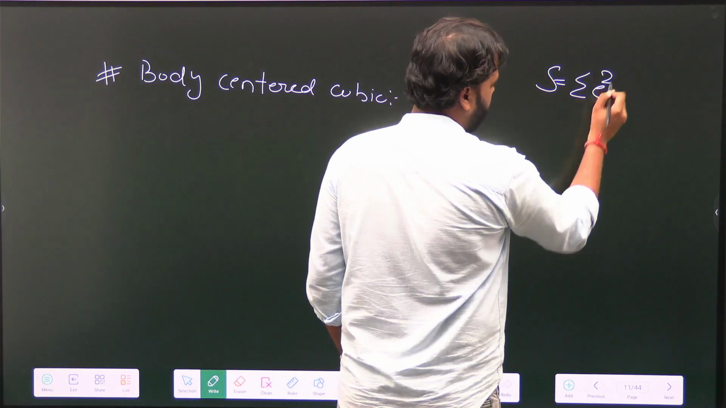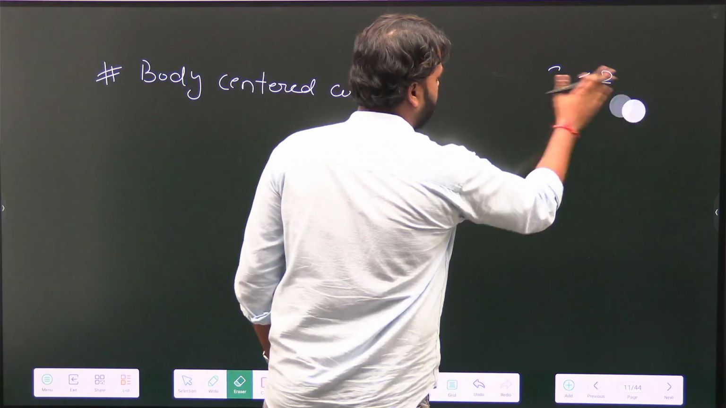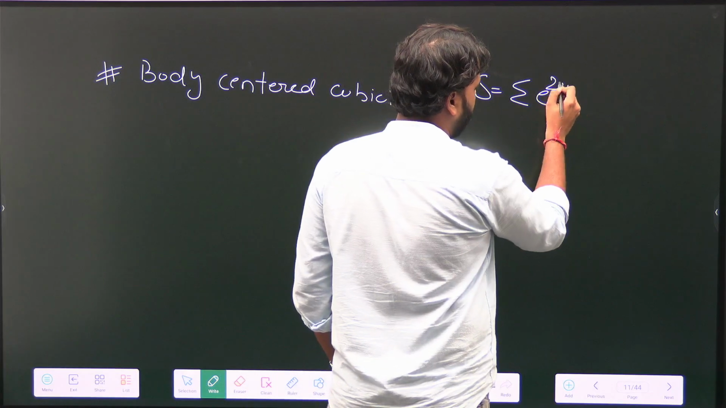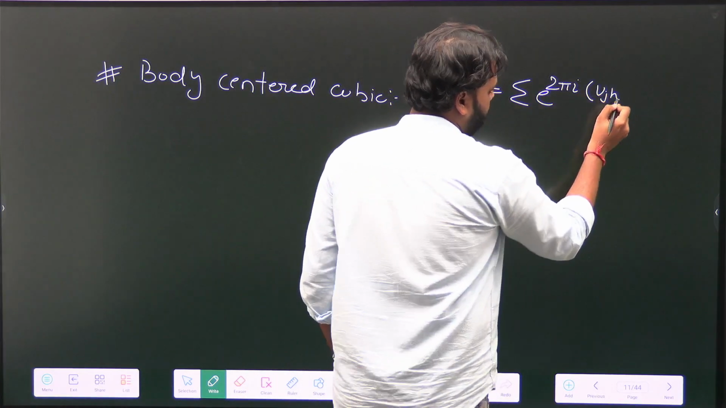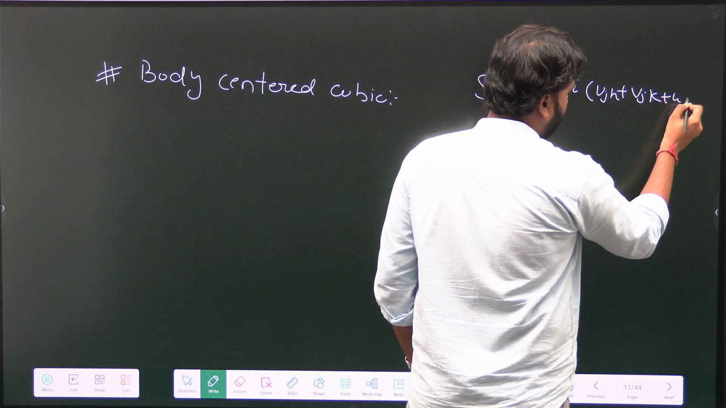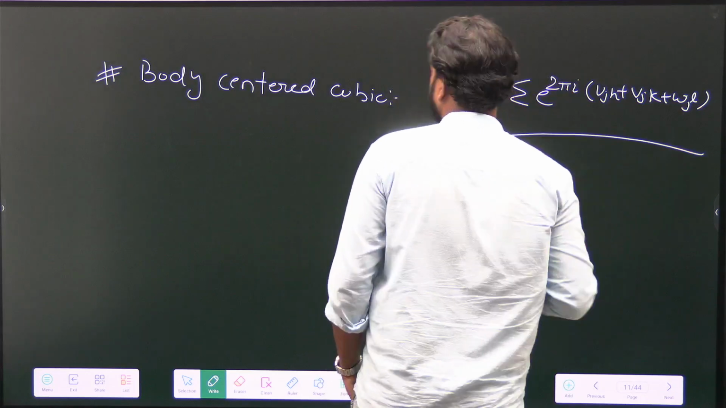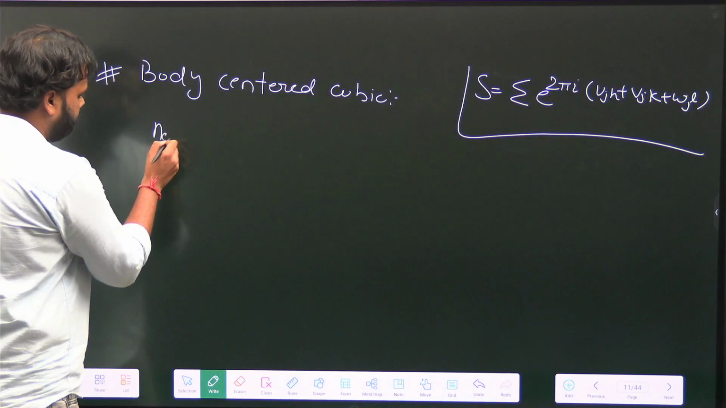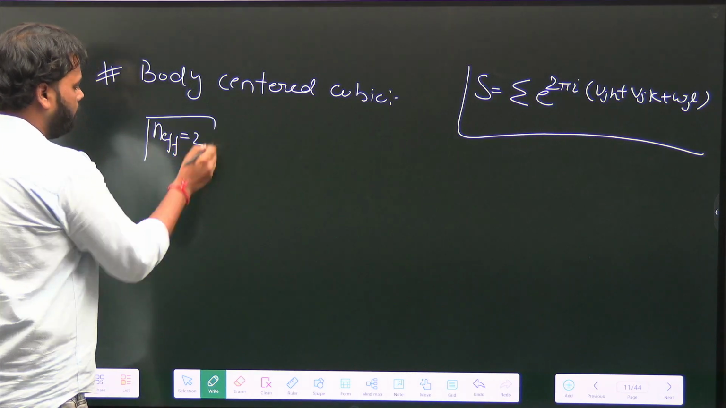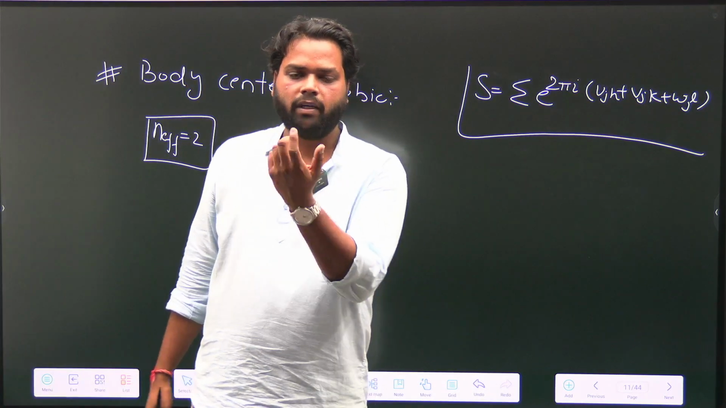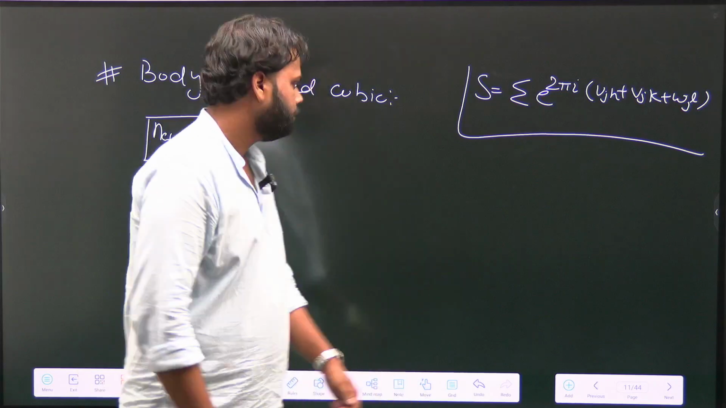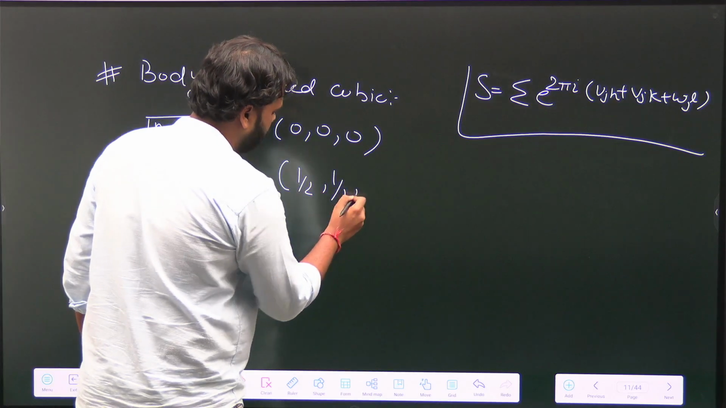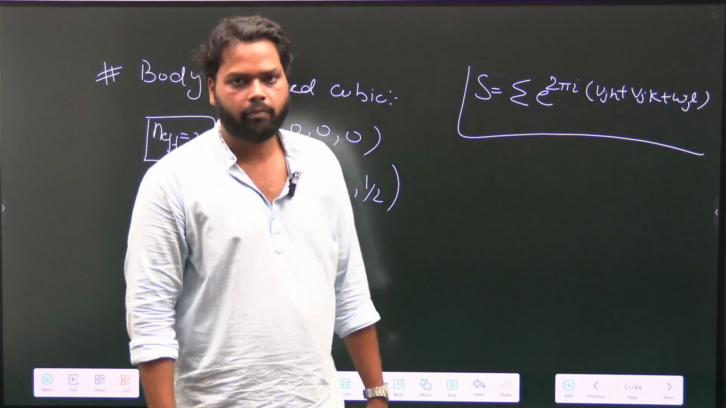s is equal to summation e to the power 2 pi i (uj h + vj k + wj l). Clear? Now let's talk about the body centered cubic. What is the n effective for the body centered? 2. And what are the coordinates of those 2 atoms? If we suppose there is one atom at the origin, then the other atom will be present at 1/2, 1/2, 1/2. Yes.